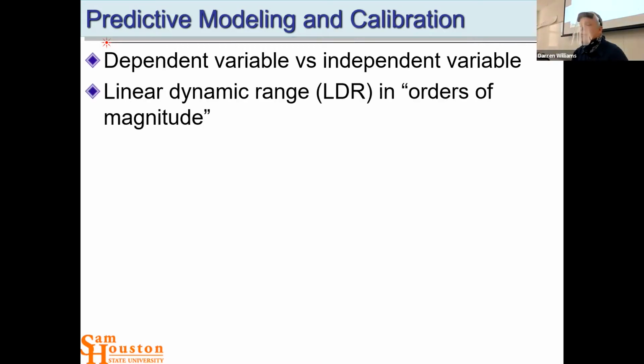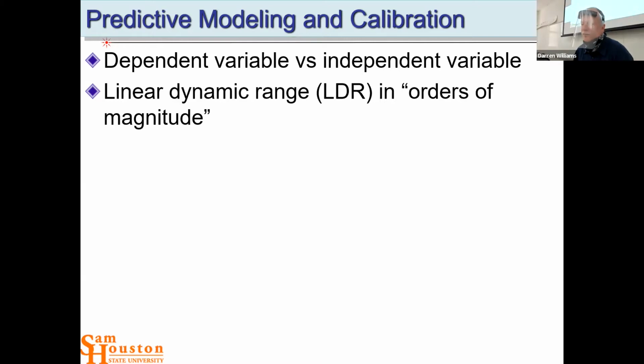Now, we try to judge our calibration model in terms of its usefulness. One of those factors of making it useful is that it covers a large dynamic range. We typically refer to this large linear dynamic range in terms of orders of magnitude. So how many powers of 10 does it cover?